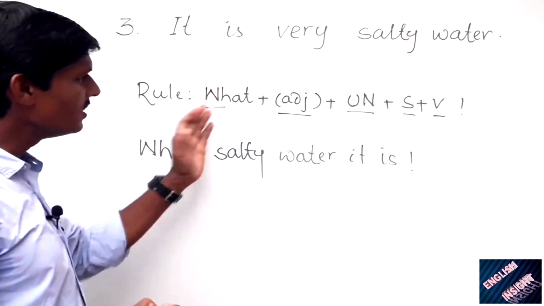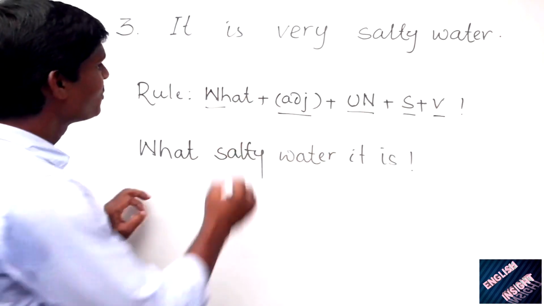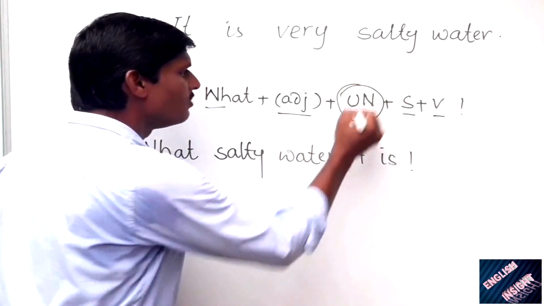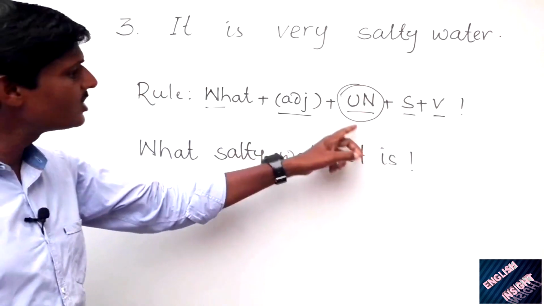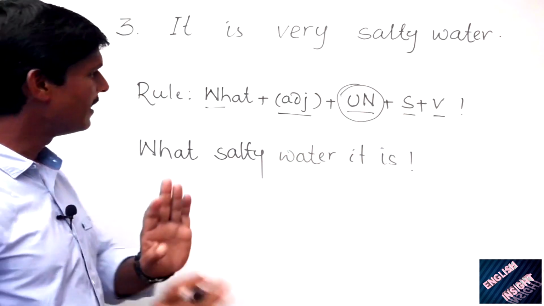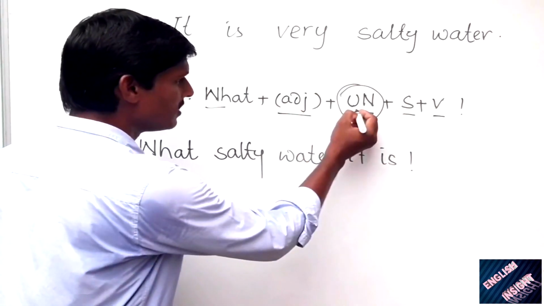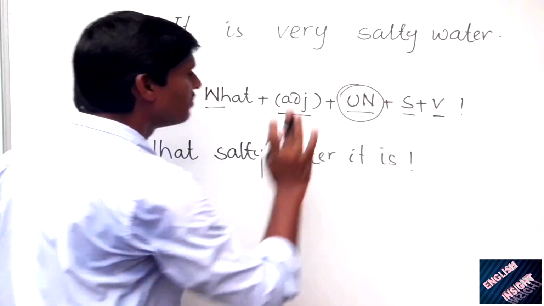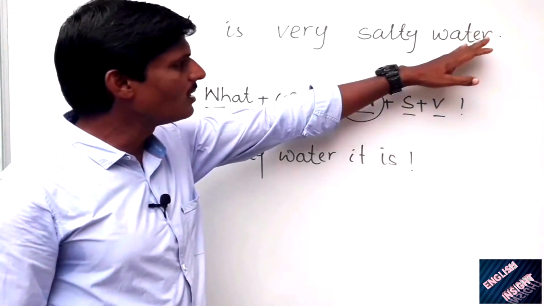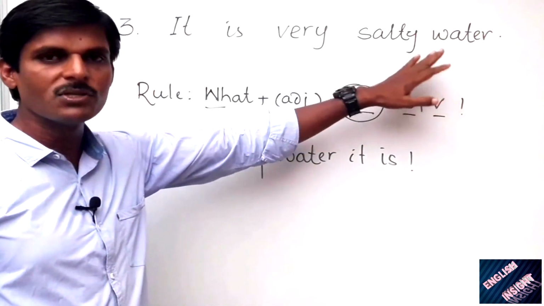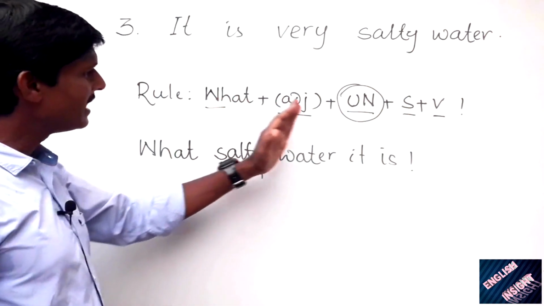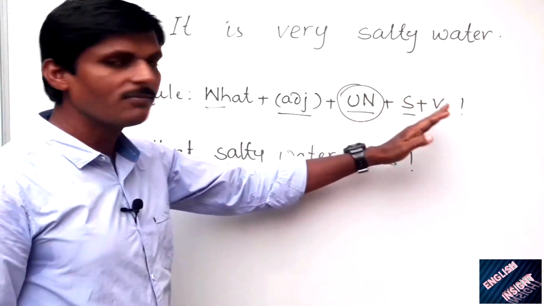In rule number 2, just one exception was here: what plus adjective plus plural countable noun. It was plural countable noun in rule number 2. But here it is uncountable noun in rule number 3. And the rest is the same. So what plus adjective plus uncountable noun plus subject plus verb. I'll say again. As water is the uncountable noun at the end of the sentence, this rule should be taken into consideration: what plus adjective plus uncountable noun plus subject plus verb.